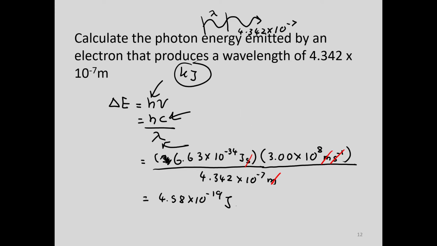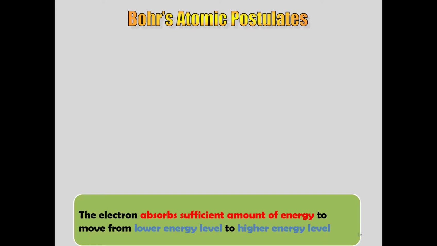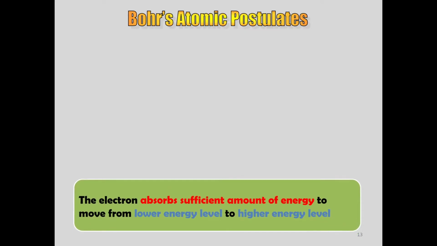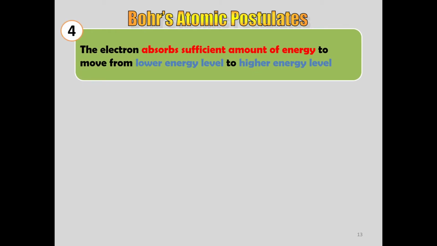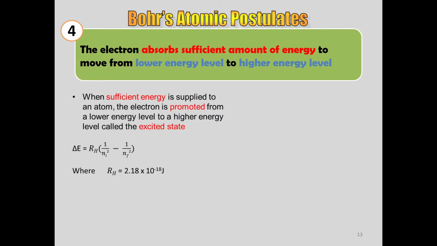So since dia tak perlukan kilojoule, kita boleh tinggalkan like this. Okay, obviously energy, kalau you guys tak ingat semua nak pangkal-pangkal ni pun, energy unit dia joules, kan? So now the last postulate yang keempat, kita akan tengok, which is electron absorb sufficient amount of energy to move from lower energy level to higher energy levels.